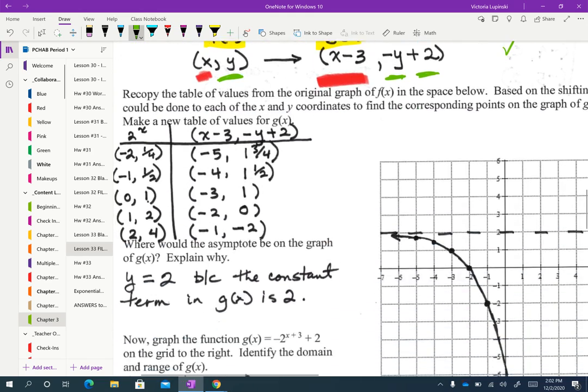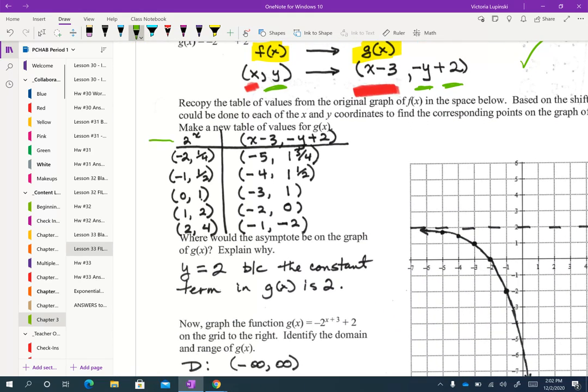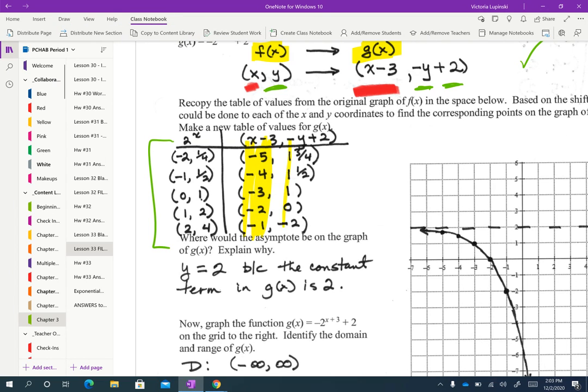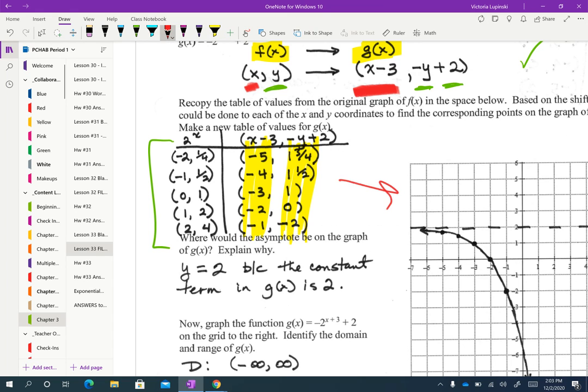So then just to kind of show you what they did here, I took those points that I made on the previous slide for 2 to the x. I took every x value and I subtracted 3. That's how I got these right here. Then I took every y value, made it negative, and then added 2, and that's how I got these points right here. I then went ahead and took them, sketched the graph, and that, of course, gives me my graph right here.